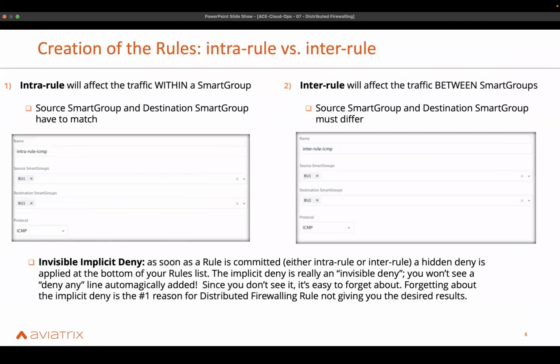So again, this is not really a concept, but just as an idea, you can also govern what is allowed within a group. So this is an intra rule, which means it's affecting the traffic within the smart group. In this case, we're allowing BU1 to BU1 with ICMP, or you can do an inter rule, which means from BU1 to BU2 ICMP. The one thing to note is the direction. This is stateful, so direction is also important.